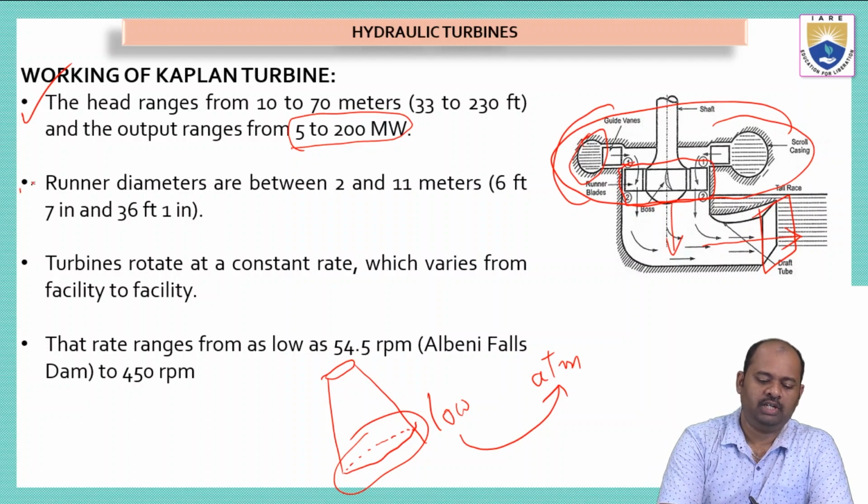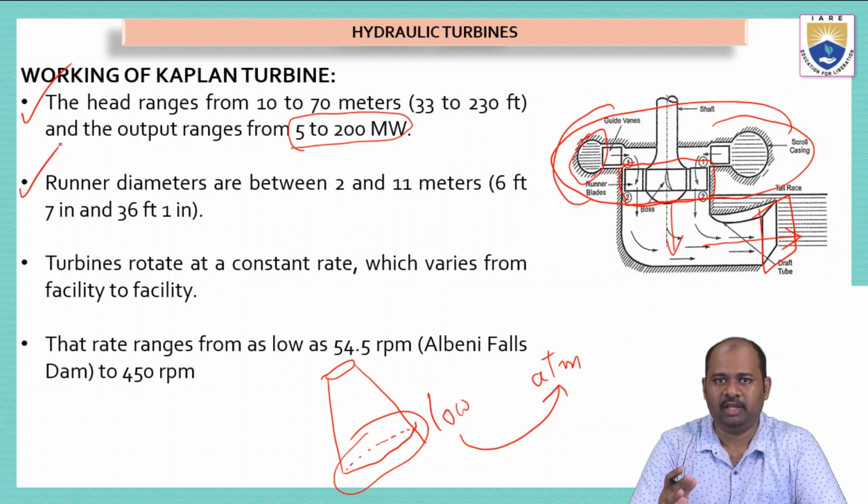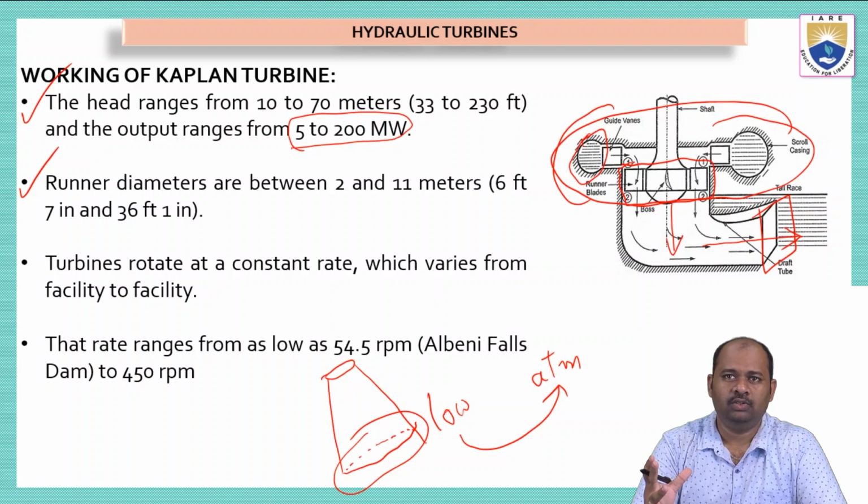And coming to the dimensions of the runner, the diameter stays between 2 and 11 meters. We can simply understand how big the turbine is. These turbines are very large when they are used for production of electricity. For academic purposes, we install small sized turbines in our institutions, which are very small prototypes where we can understand the working of these turbines.